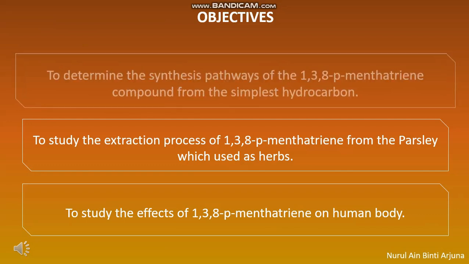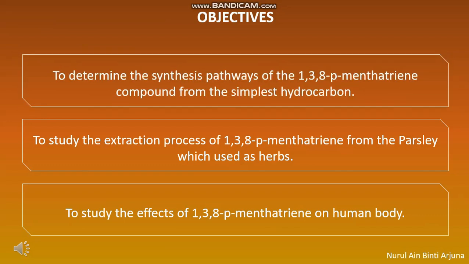Objectives. First, to determine the synthesis pathway of the 1,3,8-p-mentatriene compound from the simplest hydrocarbon. Next, to study the extraction process of 1,3,8-p-mentatriene from the parsley, which is used as herbs. And lastly, to study the effects of 1,3,8-p-mentatriene on the human body.